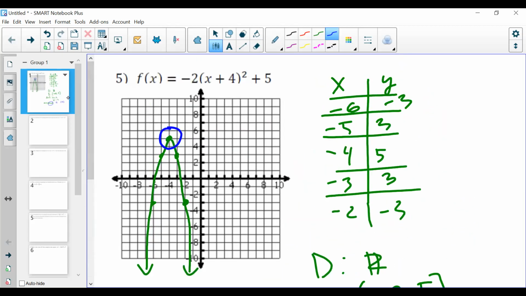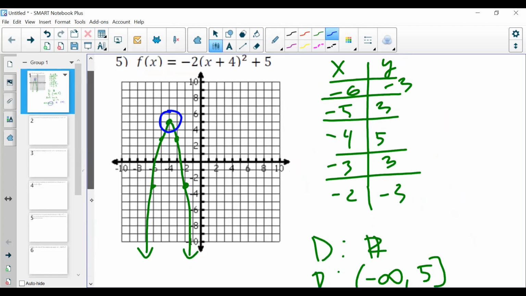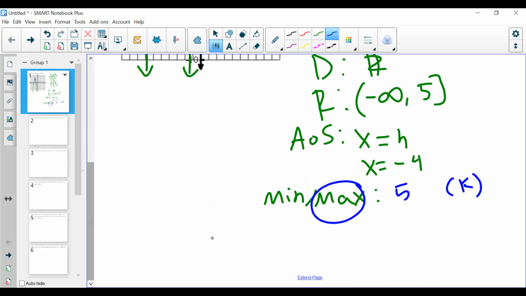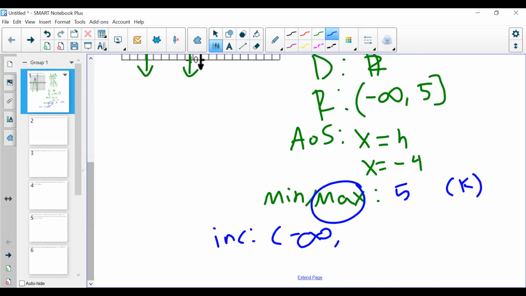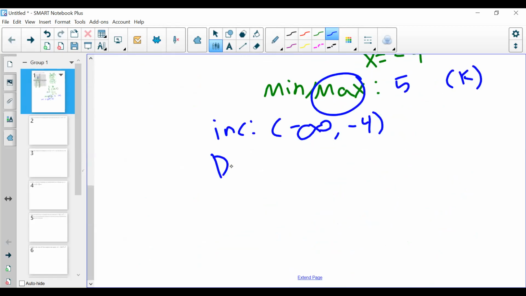Then I need to figure out where I'm increasing and decreasing. Anytime you ask where, we're always talking about your x's. So where am I increasing? I'm increasing from negative infinity to my h value of -4, and I'm decreasing from -4 to infinity.